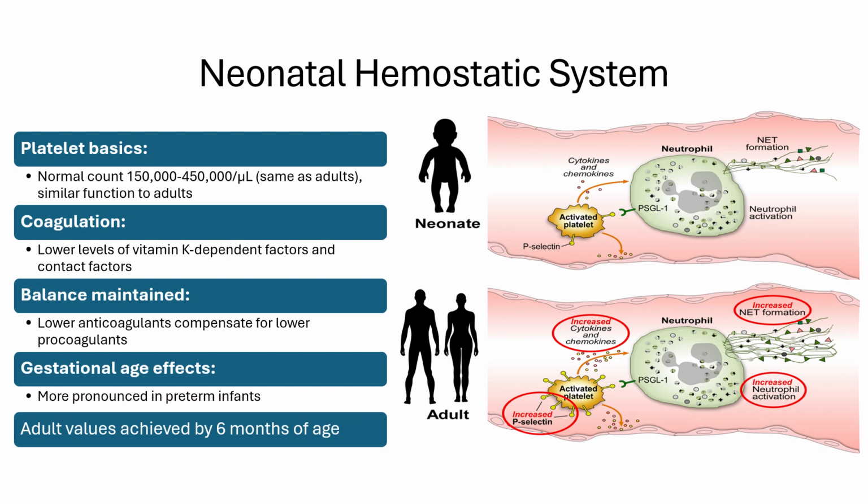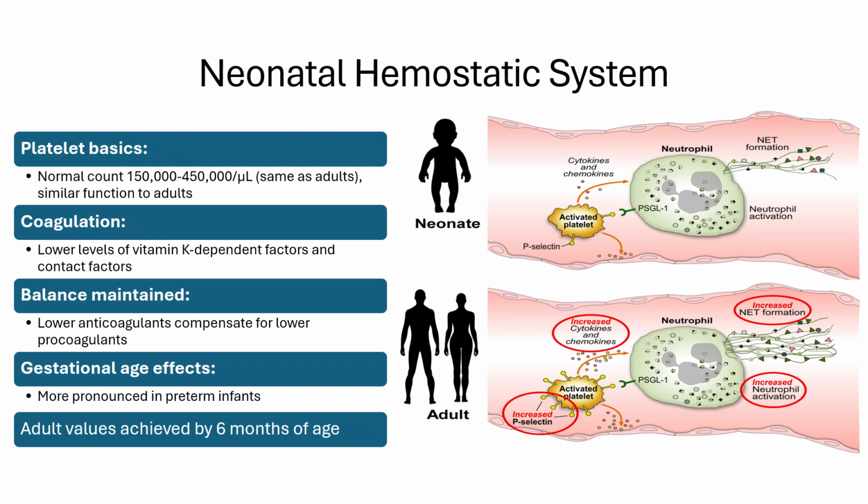Vitamin K-dependent factors 2, 7, 9, and 10 are reduced to approximately 50% of adult values. Contact factors 11 and 12 are similarly decreased, while factors 5, 8, and 13 remain within normal adult ranges. Fibrinogen concentration is normal, but exists in fetal form during the first 3 weeks of life.